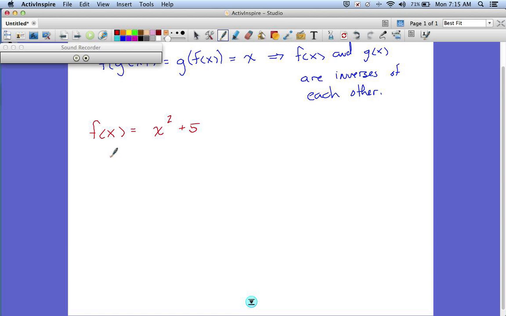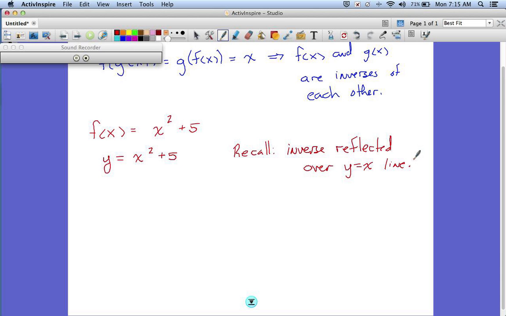You have the algorithm, the mathematical way, where just remember f of x is the same as y. So y equals x squared plus 5. And recall that graphically, an inverse function is reflected over the y equals x line. And we've mentioned that as far as the points are concerned, if you reflect over the y equals x line, we are switching x and y.